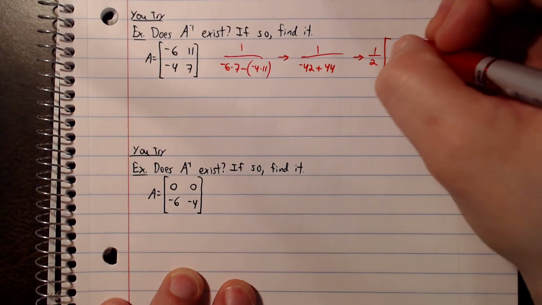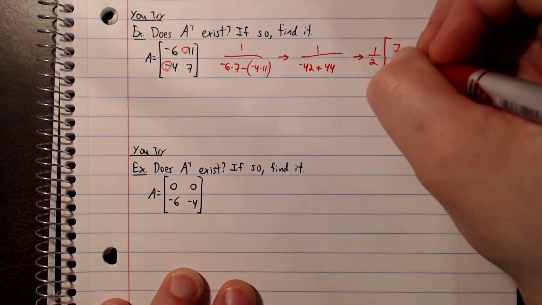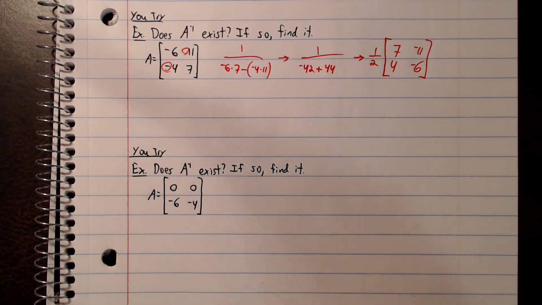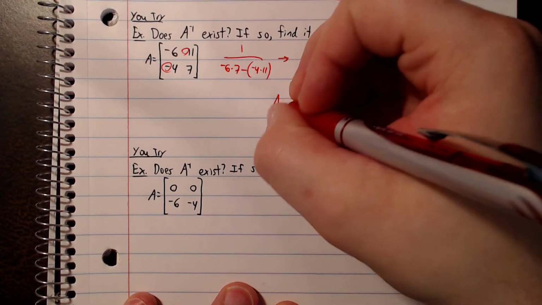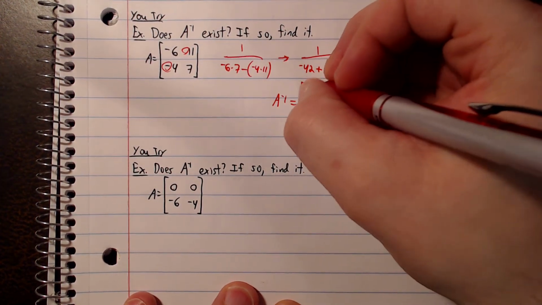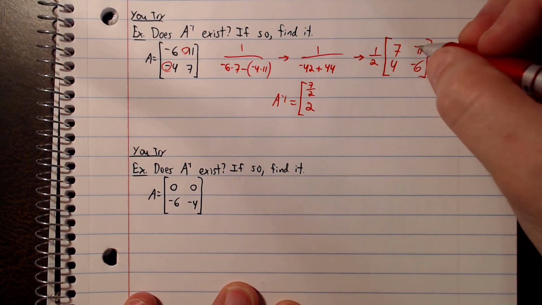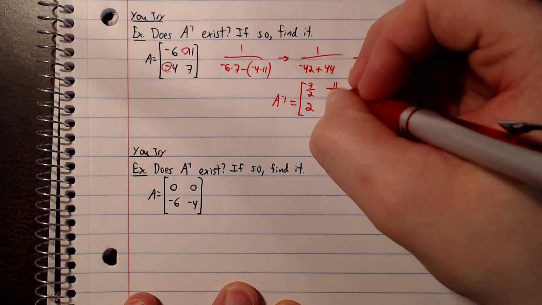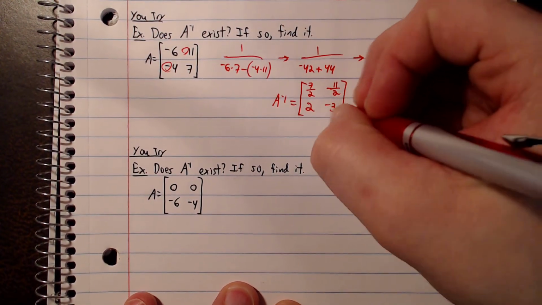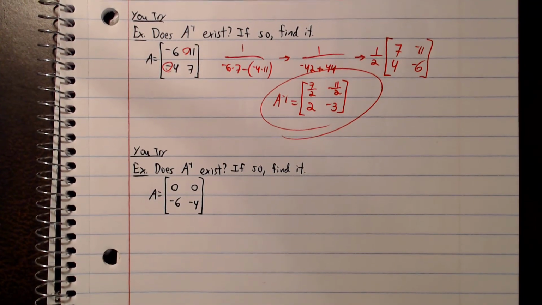We got to switch these two, 7, -6, and change our signs to positive and negative. Then we got to distribute. So here it is, A inverse: 7 over 2. 4 over 2 is just plain old 2. Negative 11 over 2. And negative 6 over 2 would be negative 3. So the shortcut method definitely works faster, that's for sure.